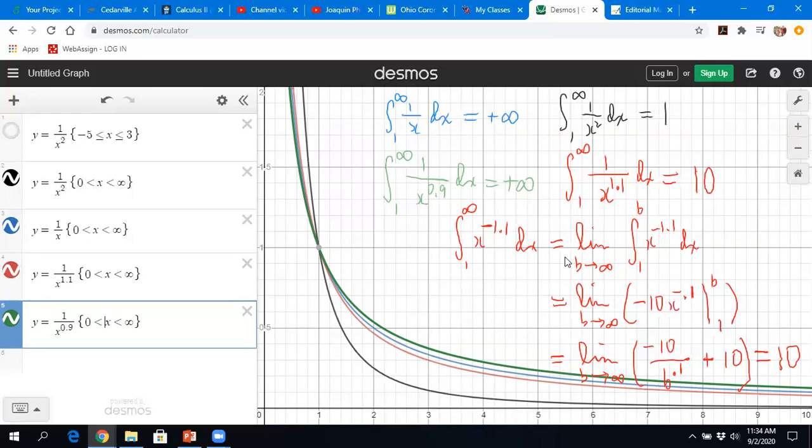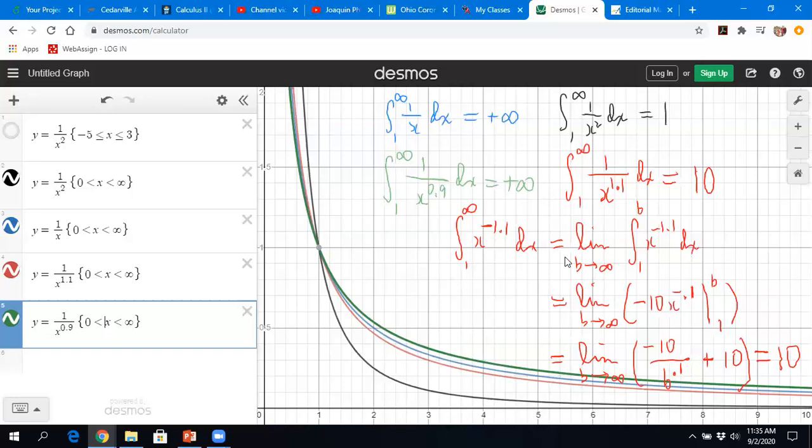Yes. If you went between 0 and 1, some of them would have finite area. But I'm saying if you went from 0 to infinity, they're all going to be infinite. If you went between 0 and 1, yes, the relationship would be flipped to where anything with a power smaller than 1 would have finite area. Anything with a power bigger than 1 would have an infinite area between 0 and 1. Yes, there would be another threshold like that. That's a good point.